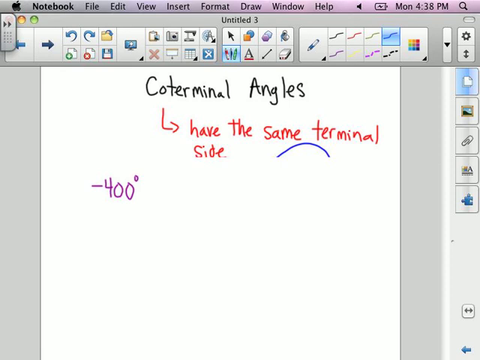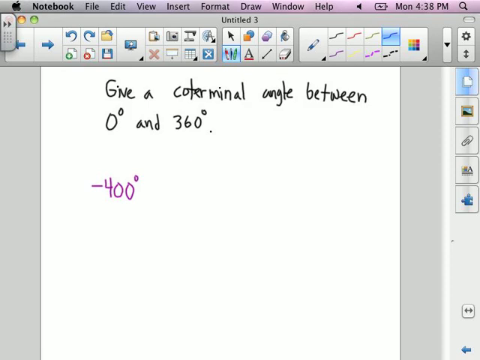The most common use of coterminal angles is trying to find an angle that fits within a single rotation. Having an angle like 3,000 degrees is fine, but it's more helpful to see it when it's between 0 and 360. So where does it fit initially on our picture right here? Take a negative 400-degree angle.